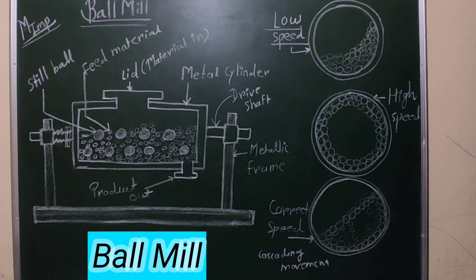From the unit operation chapter, this topic, ball mill, is very important. It is the most important topic from the exam point of view. In the annual exam, and also in the sessional exam, this topic is very important. We use the ball mill for size reduction.